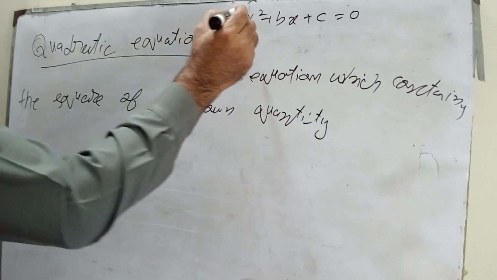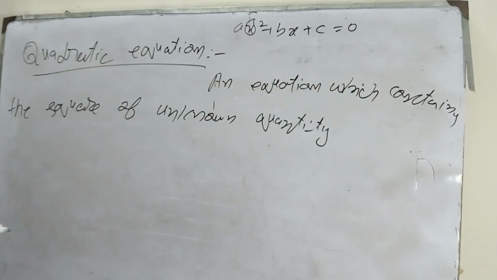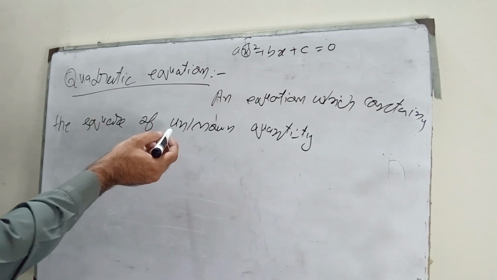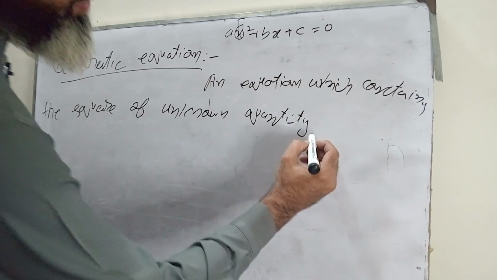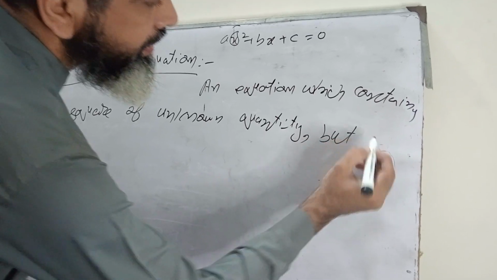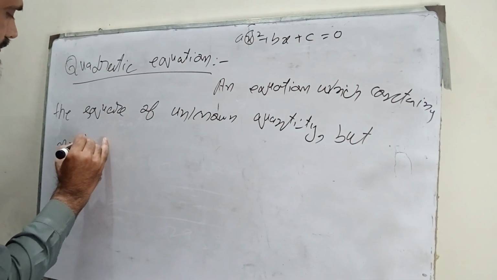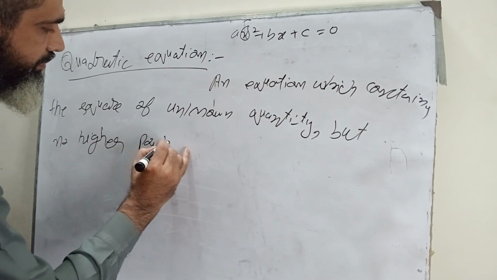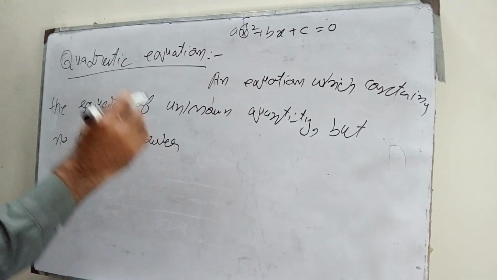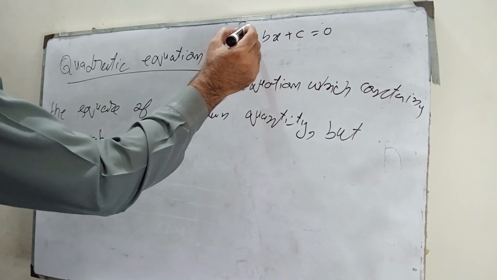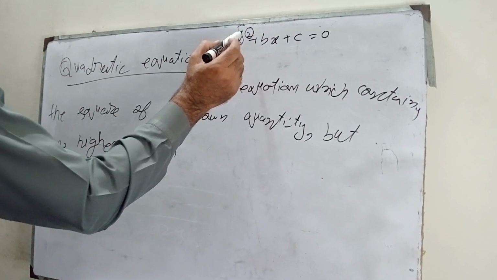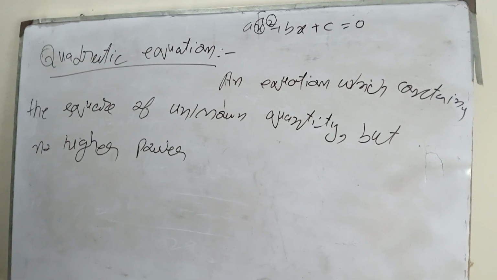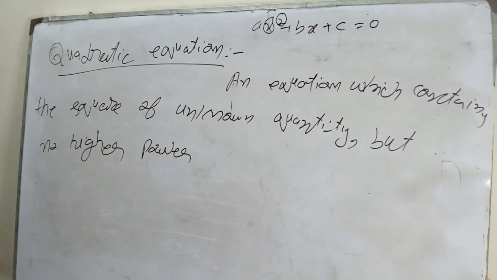What is the unknown? Unknown is the x, because we don't know the value of the x. Therefore, it is called the unknown quantity. It is also called the variable. Unknown quantity, but no higher power. No higher power means the power of this variable should not exceed more than 2. Then it is called the quadratic equation. It is also called the second degree equation.